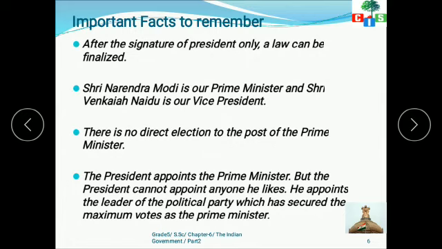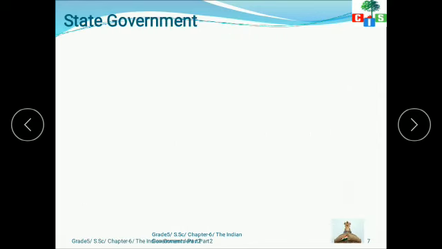Next, Shri Narendra Modi, everybody knows who he is. He is our prime minister. And Shri Venkaiah Naidu, he is our vice president. Now, there is no direct election to the post of the prime minister. Then how do we elect the prime minister? The president appoints the prime minister. It is very important to understand who appoints the prime minister: the president. But the president cannot appoint anyone he likes. So what does he do? He appoints the leader of the political party which has secured the maximum votes as the prime minister.